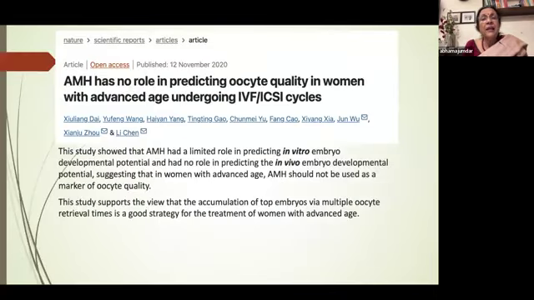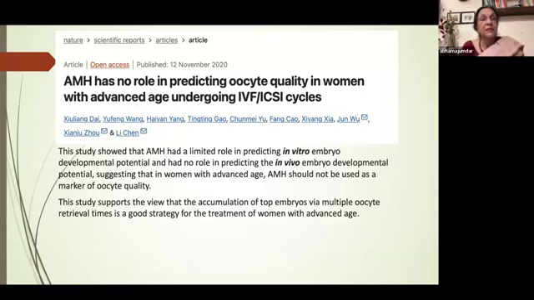So again, then you know what happened? I was challenged in my department by one of my consultants, and she said she's read articles that AMH also has a role in oocyte quality in women with advanced age. So I went into literature again and I found this article.